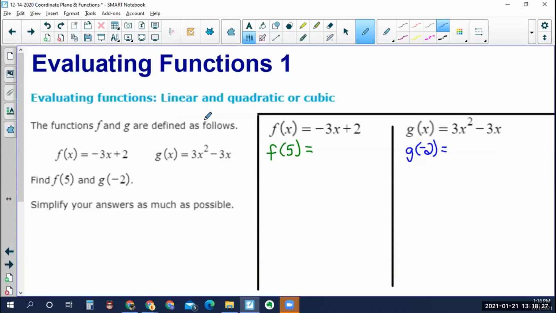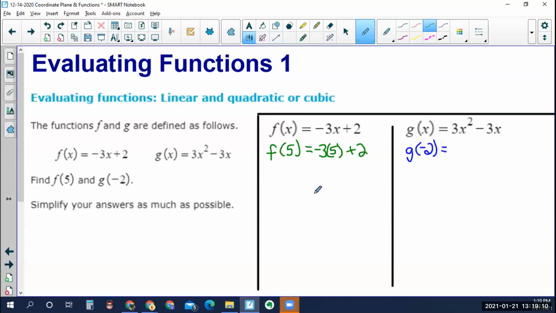So it says the functions f and g are defined as follows. f of x equals negative 3x plus 2. And then a separate function, g of x equals 3x squared minus 3x. So they've given us 2 different functions. Then they've asked us to evaluate function f when x is 5, evaluate function g when x is negative 2. So 2 separate problems. Let's do function f first. I just went ahead and copied this over here. So the rules in place. And then this f of 5 right here is what I'm doing right now. Gonna see if I can evaluate this function when x is 5, which just means replace every x value with 5.